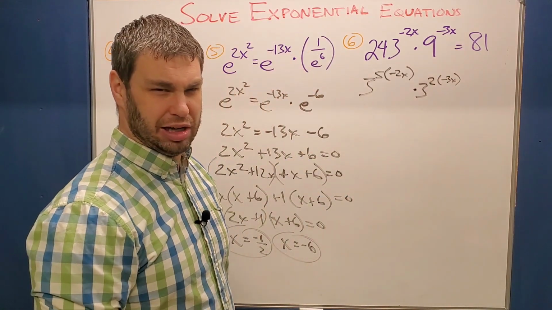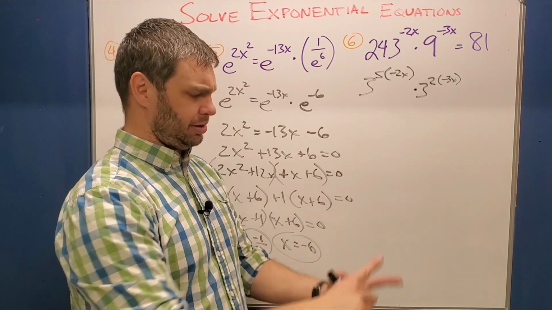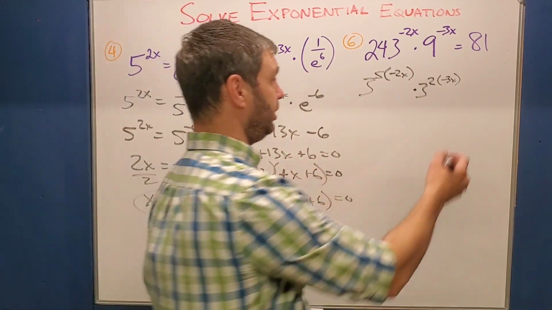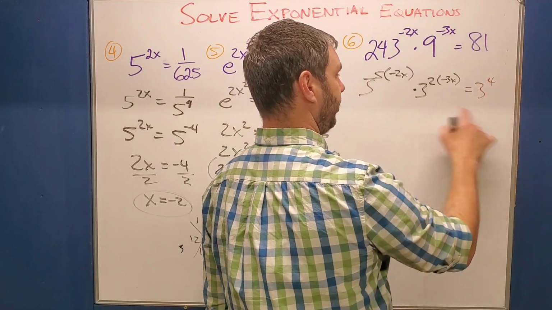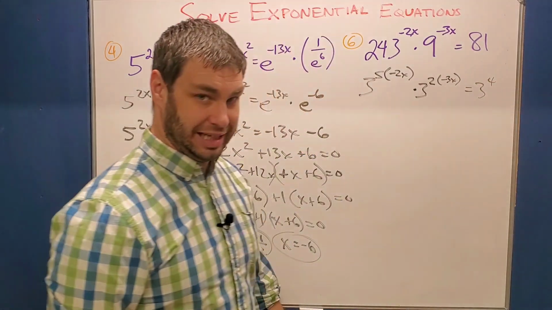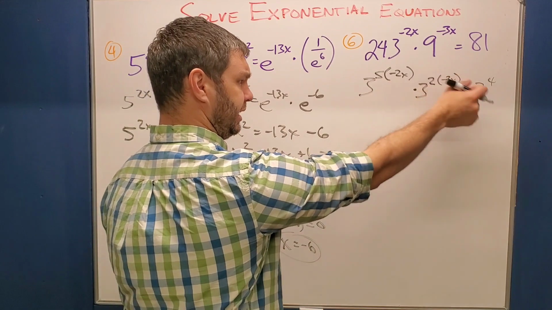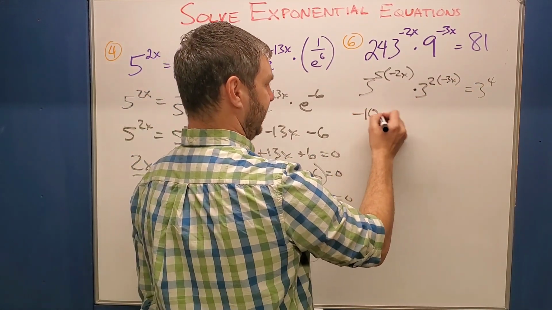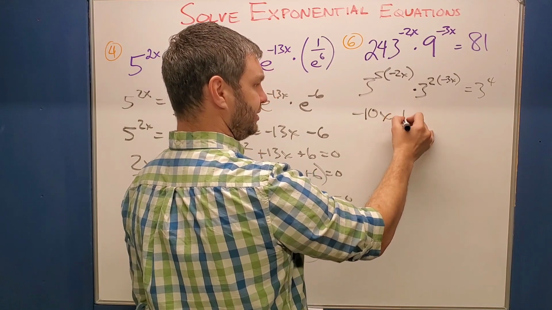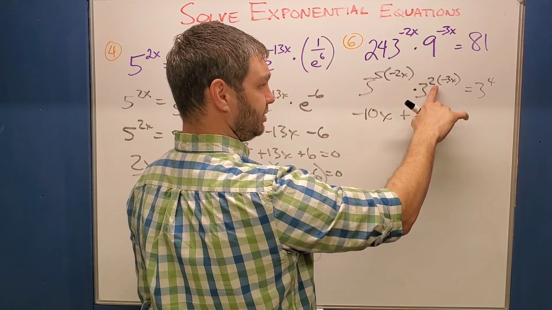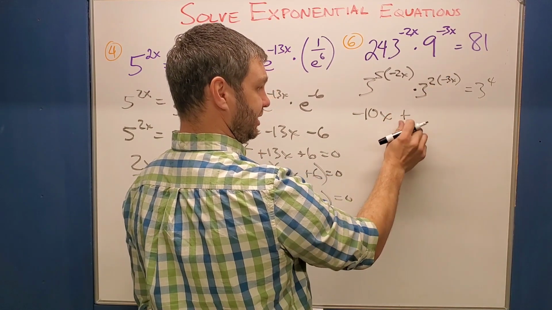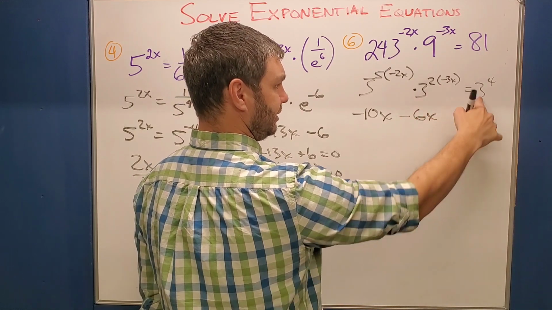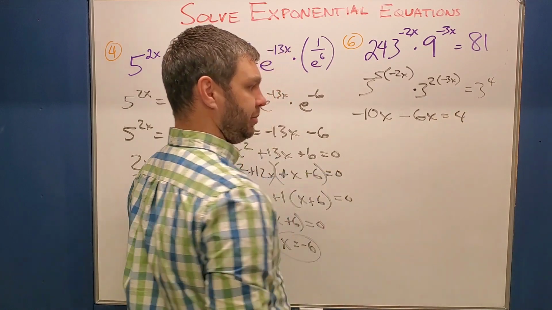And what is 81? 81 is 3 raised to what power? Well, 3, 9, 27, 81: to the 4th. So equals 3 to the 4th. All the bases are the same. So we can go ahead and do the multiplication and then put those things together. Over here, we're going to have negative 10x. Times, remember, means we're adding the exponents. So here it's going to be a negative 6x. So instead of plus and negative, I might just say minus 6x, and then equals the 4 from that exponent.